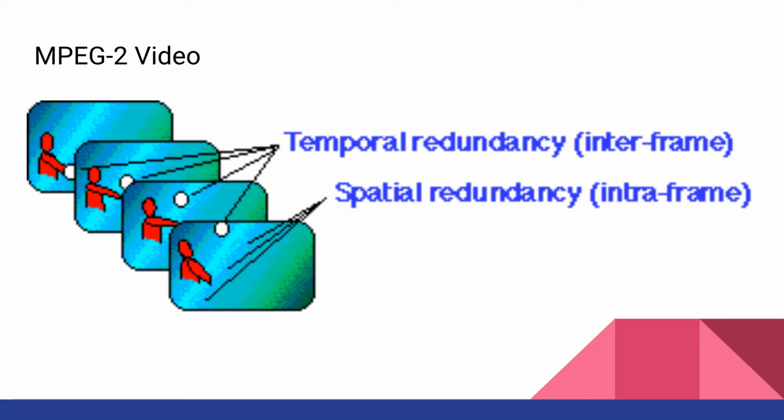The MPEG-2 video uses its own compression algorithm. As the picture shows, the temporal redundancy arises when successive frames of video display images of the same scene, whereas the spatial redundancy occurs because parts of the picture are replicated within a single frame of video. Therefore, compression may be performed by selectively discarding some of the redundant information.